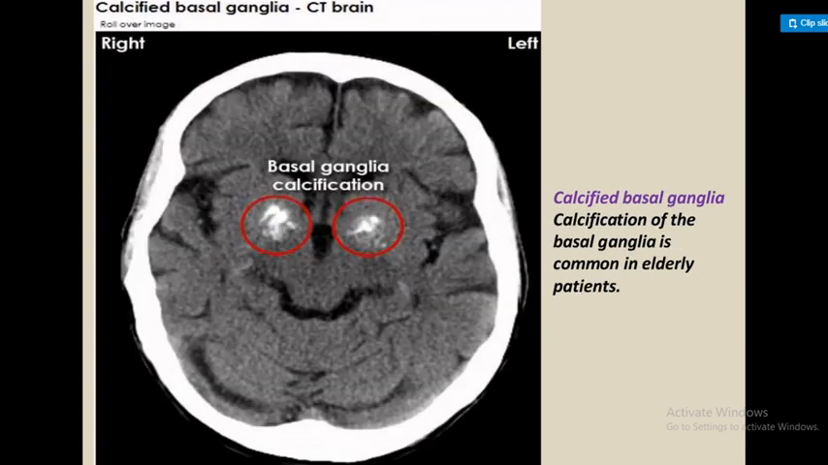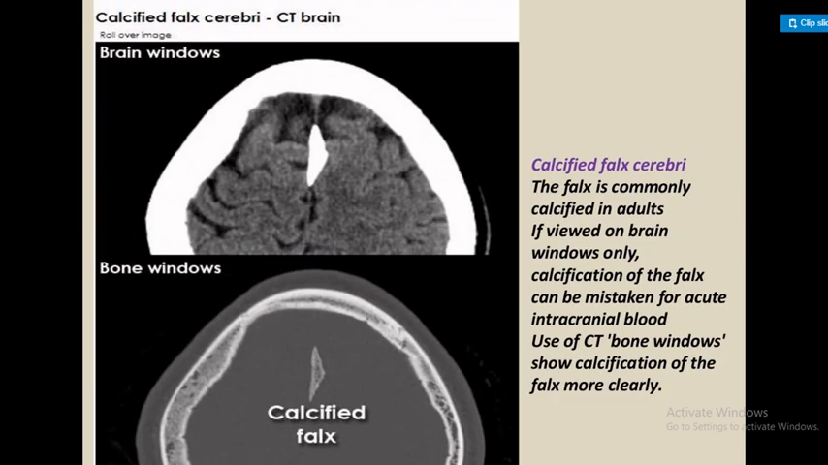Also, basal ganglia. Calcification of the basal ganglia is common in elderly patients. This is also shown in the red circle here. Falx, calcification of the falx cerebri. The falx is commonly calcified in adults if viewed on the brain windows only. Calcification of the falx can be mistaken for acute intracranial blood. Please don't make this mistake. Use of CT shows calcification of the falx more clearly. This is shown as a white line in the CT. By brain windows, we can see this calcification.